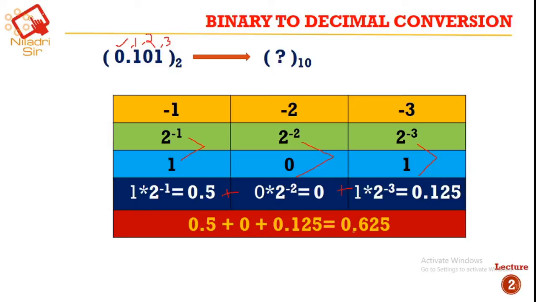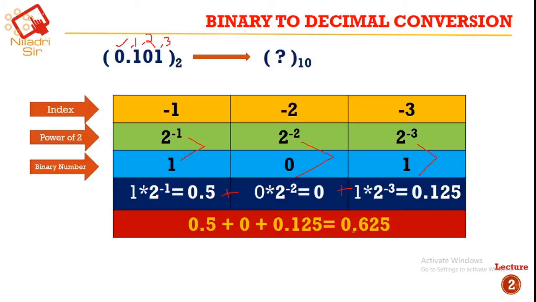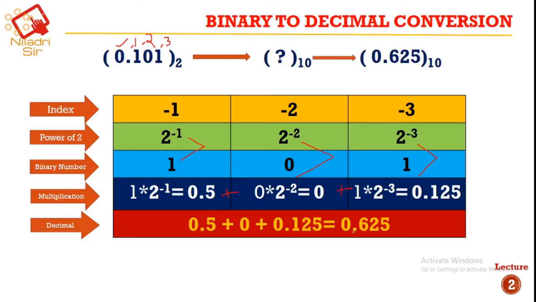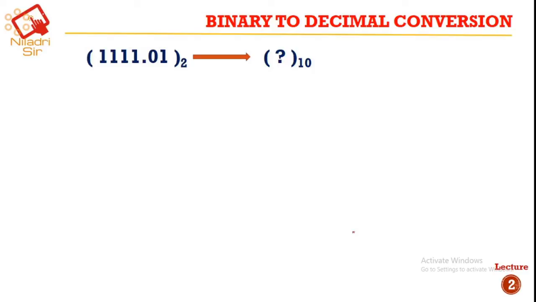We add this. These are the indexes, this is the power of 2, these are the binary numbers, these are the multiplications, and these are the decimal numbers. So this is the final answer. Similarly, we will do another problem.